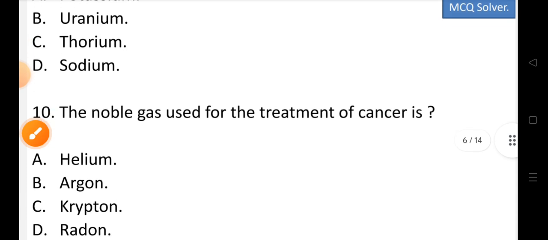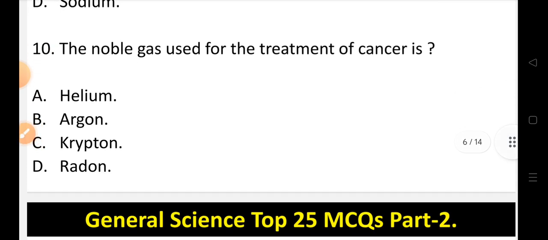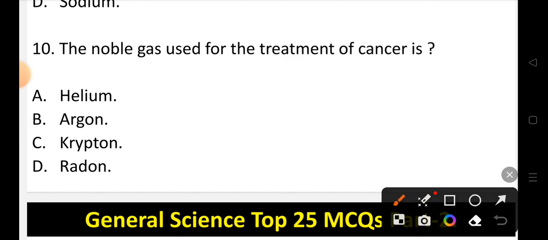Now let's move to question number 10. The noble gas used for the treatment of cancer is, options are option A helium, option B argon, option C krypton, or option D radon. So the correct option is option number D, that is radon is used for the treatment of cancer, and it is a noble gas. So D is the correct option.